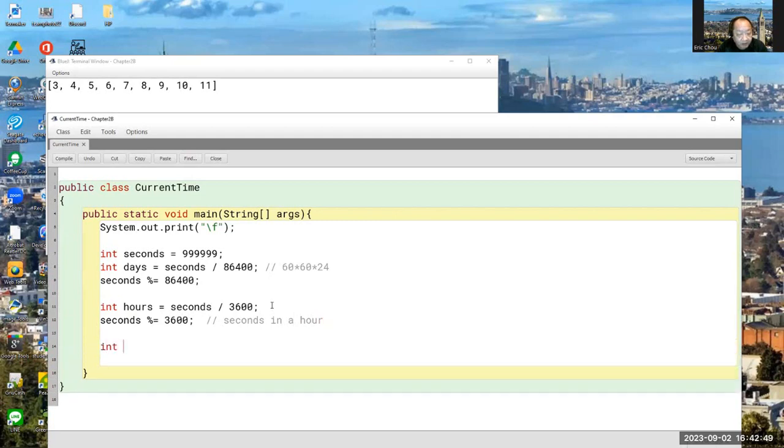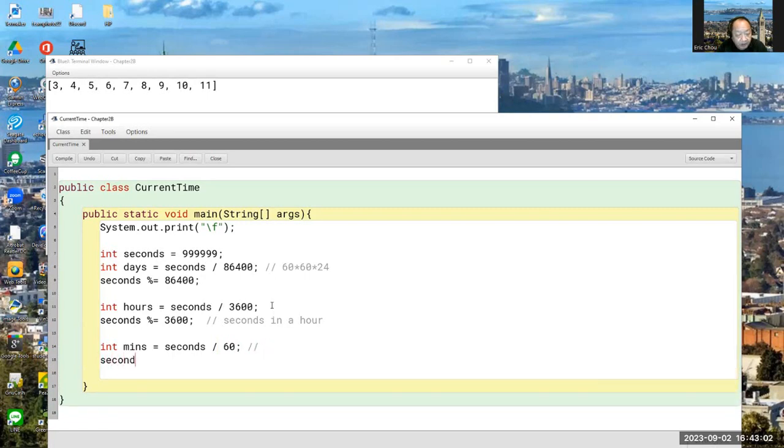Okay, then minutes will be equal to seconds divided by 60, and then your seconds will be seconds modular by 60. This one will be the seconds in minutes. Okay. So we got the hour, minutes, and second now.